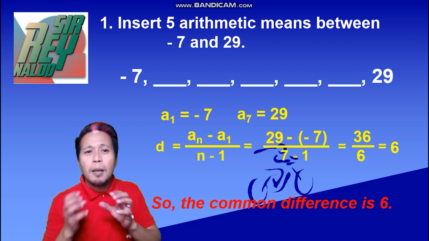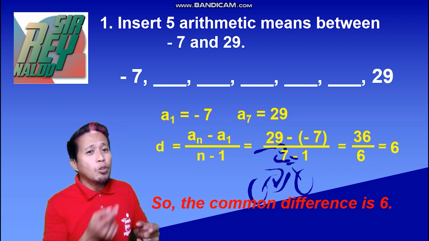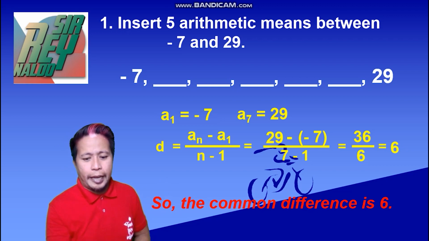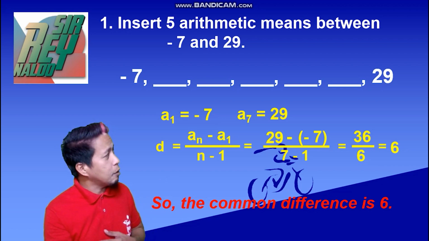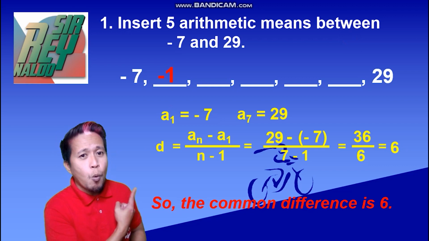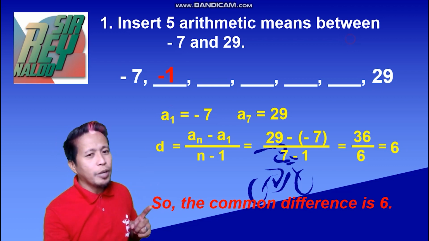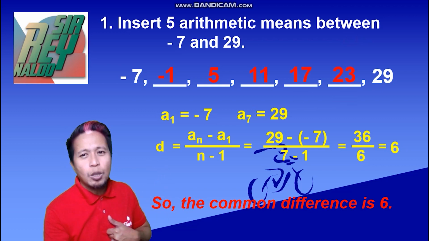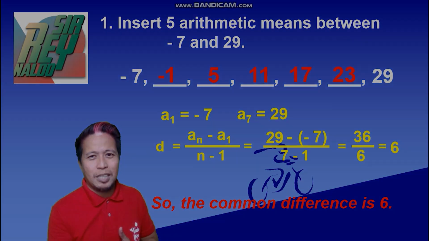Again, we just add positive 6, the common difference, to that of the first term until the last term, 29. So we have 6 plus negative 7, we have negative 1. Negative 1 plus 6, we have positive 5. Then we have positive 11. Then we have 17. And finally, we have 23, the fifth arithmetic mean.